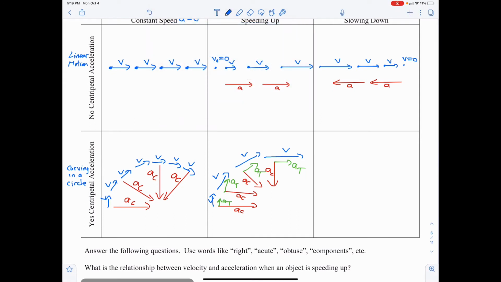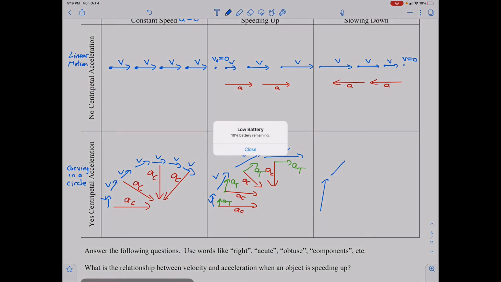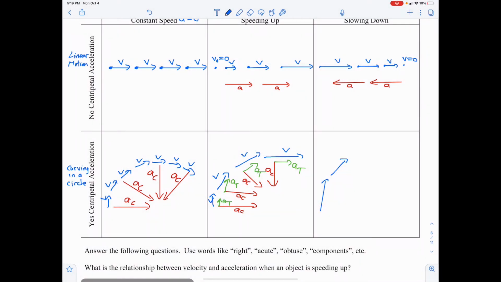Okay, so now if we're slowing down, exactly the opposite. Longer arrows, like that. Velocity vectors are getting shorter. We're slowing down. We still have centripetal acceleration pointing towards the center.